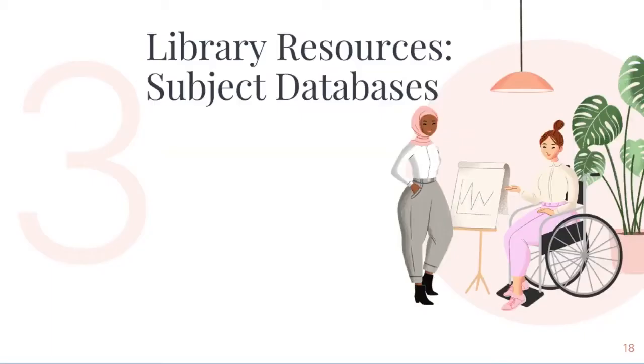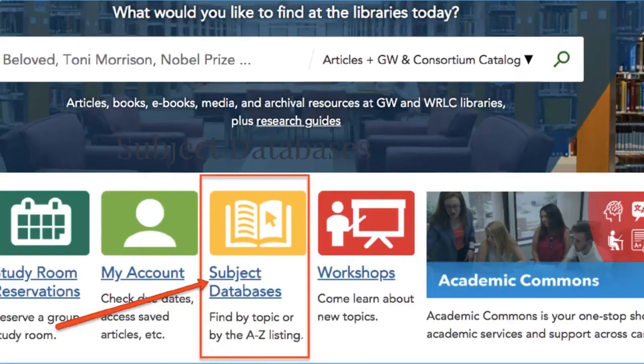The next type of library resource you will use when doing scholarly research is subject databases. GW Libraries' subject databases are the best source for finding scholarly journal articles. You have access to over 500 library subject databases. These databases contain primarily journal articles. Some also contain dissertations, case studies, statistics, data, and much more. To access them from the library homepage, just click Subject Databases.